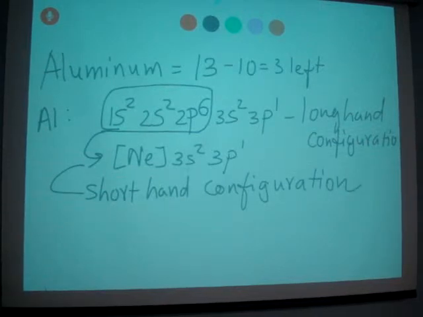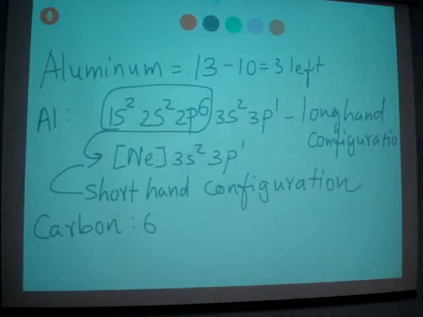Okay, now let's work on carbon. Carbon has 6 electrons. When you write electronic configuration 1s2, 2s2, 2p2, total 6. How do we count? 2 plus 2 plus 2, total 6.